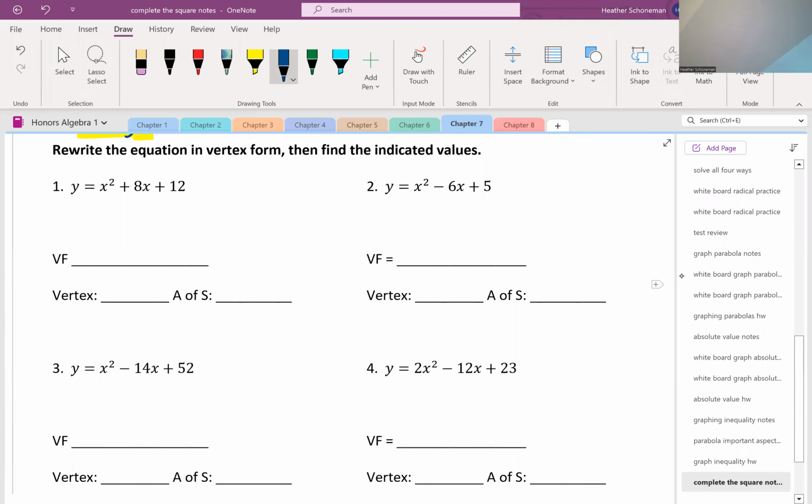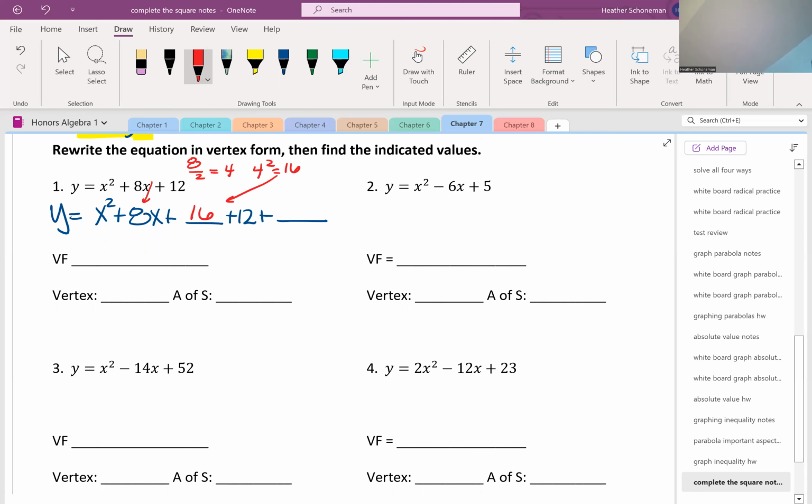So the first thing we're going to do is rewrite this, and we're going to say y equals x squared plus 8x, and then we're going to leave a blank, and then we're going to put the 12 there, and then we're going to leave another blank. And our goal is to figure out what goes in that blank. So the way we do that is we take this middle number 8, and we divide it by 2, and we get 4. And then we take 4 and square it, and we get 16. And that number is going to go here.